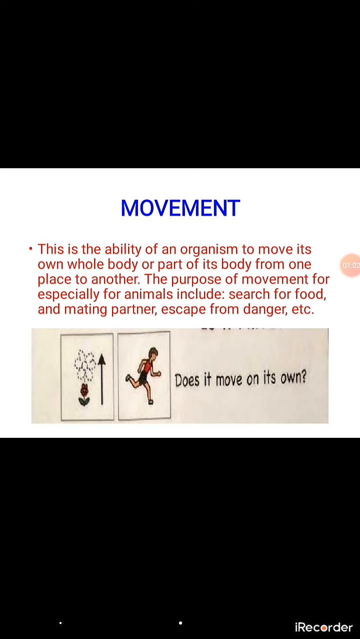And the purpose of movement is for them, number one, to search for food, search for a mating partner, and then to escape from danger, and so on. All these are the reasons why living things, especially animals, move.